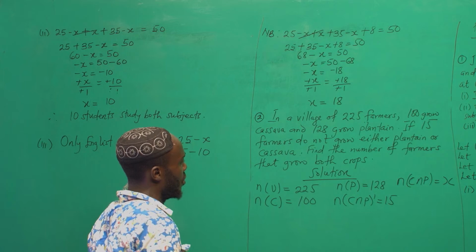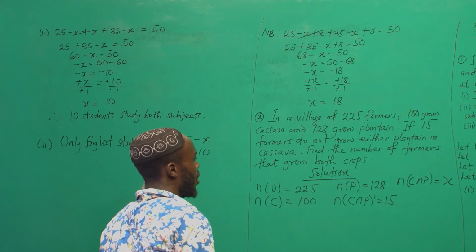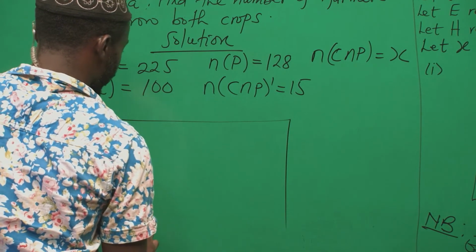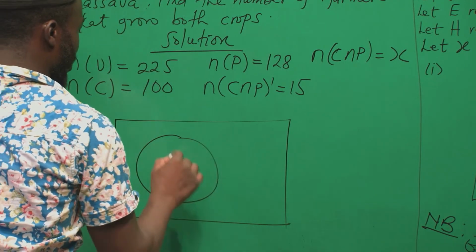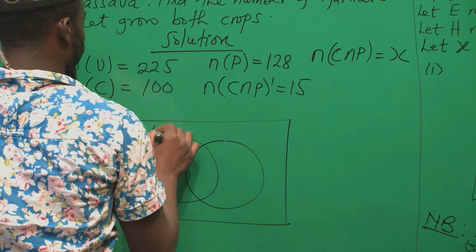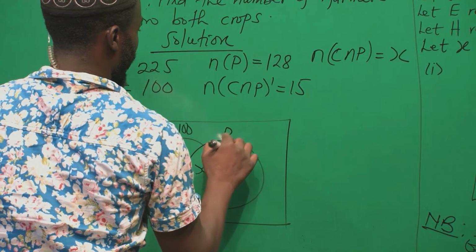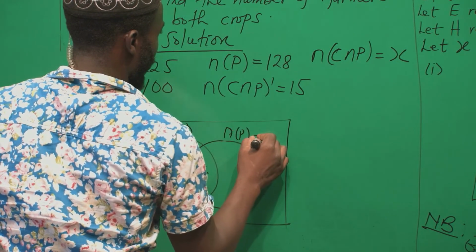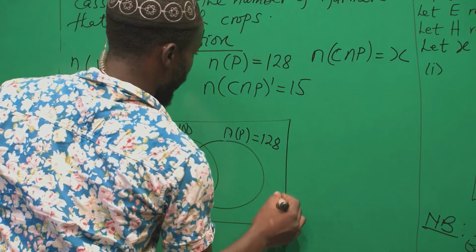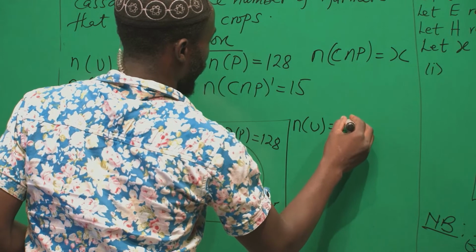So we have this. Okay. So now, as we said, if we put them into the Venn diagram form, since there is a point of intersection, I have my two circles drawn. I have my N of C here, which is 100. Here is x. N of P, which is 128. And here is 15. My N of U, which is 225.